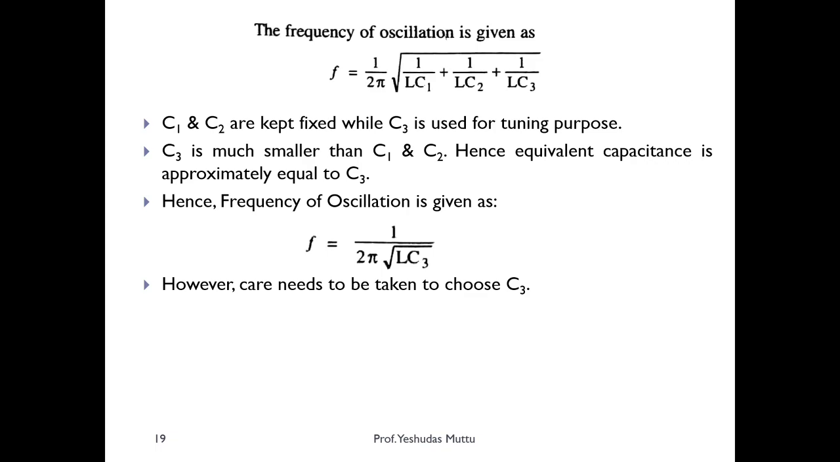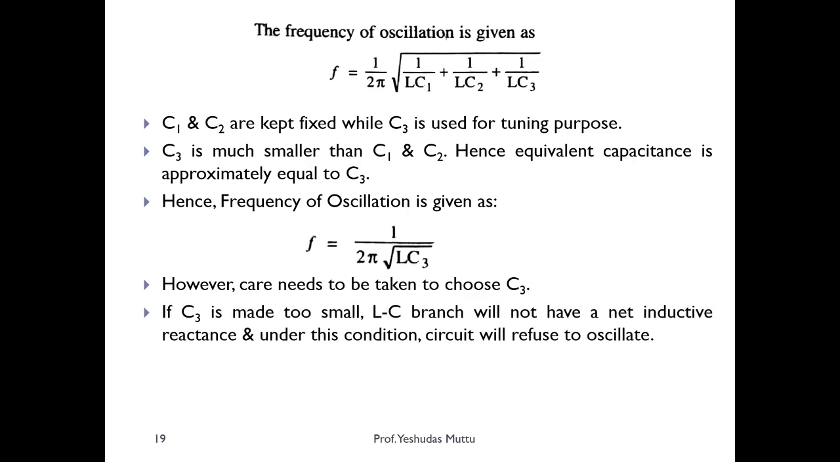Now while taking C3, you need to take care. It shouldn't be so small that the net inductive reactance is just gone. C3 should be chosen wisely such that it is not very small. If it is very small, the circuit will not create any oscillations. The reason being that C1, C2 is also constant. So if you are not changing anything, it is as good as the circuit will refuse to oscillate.